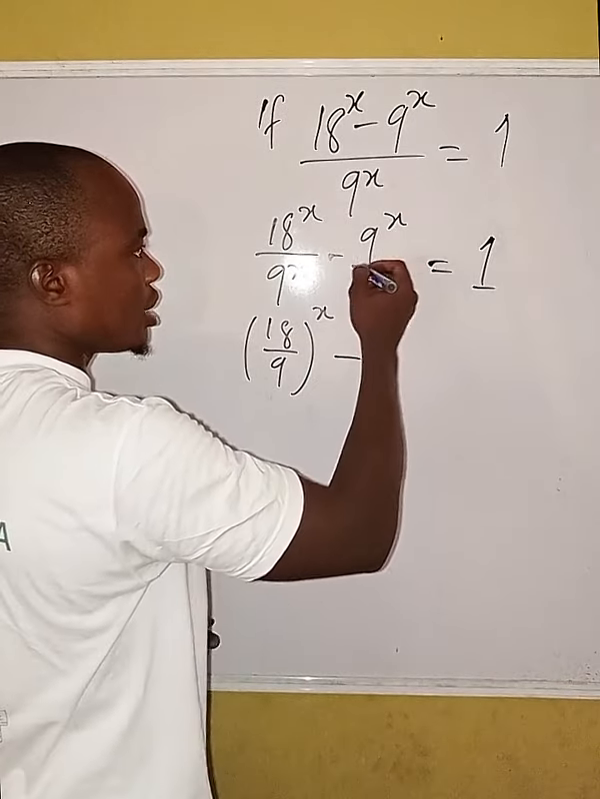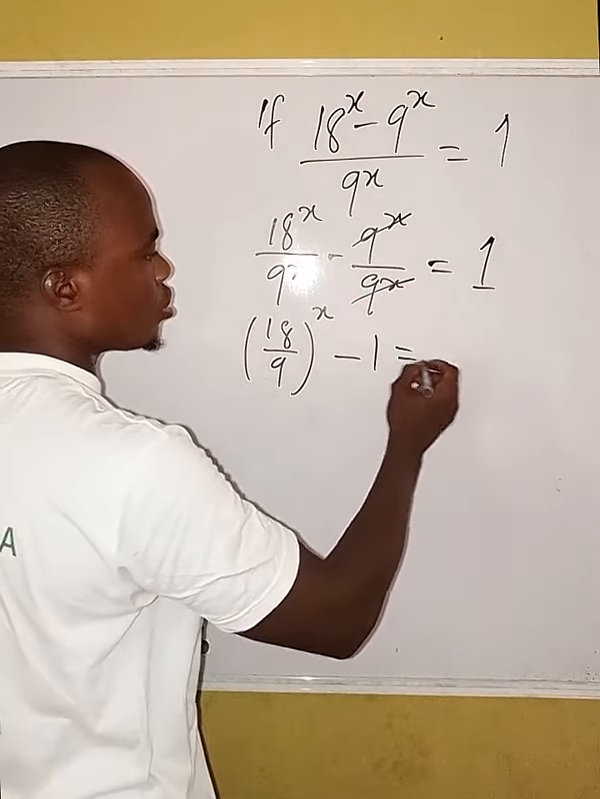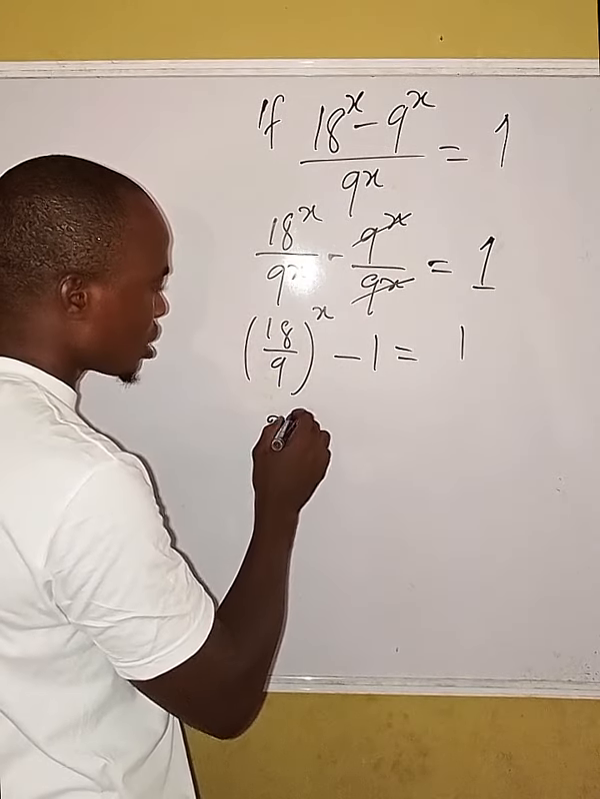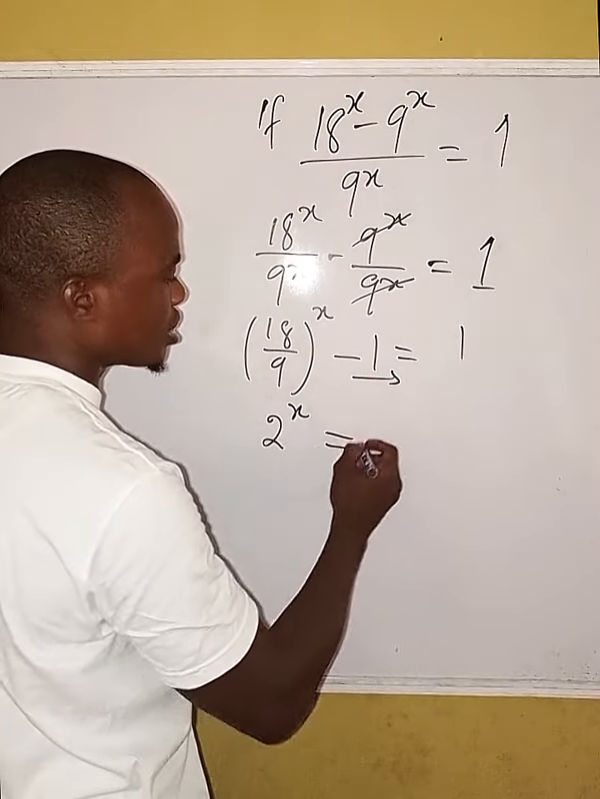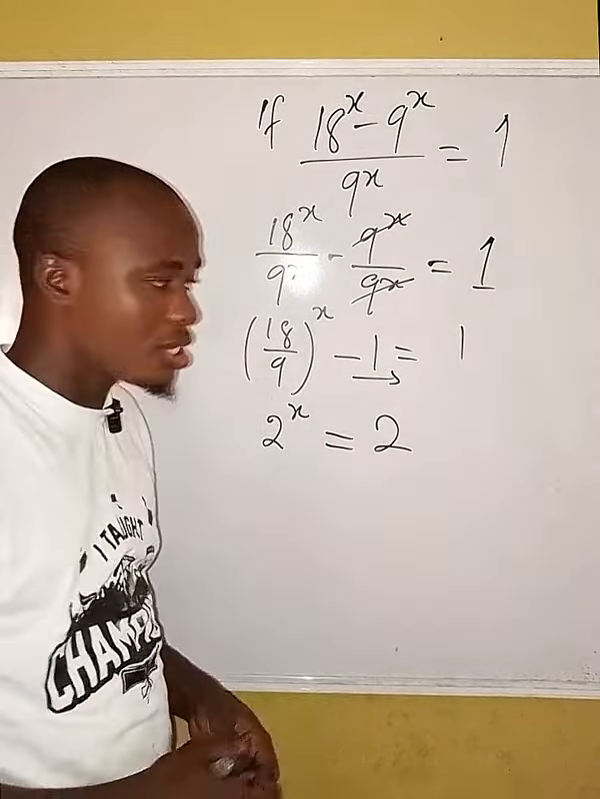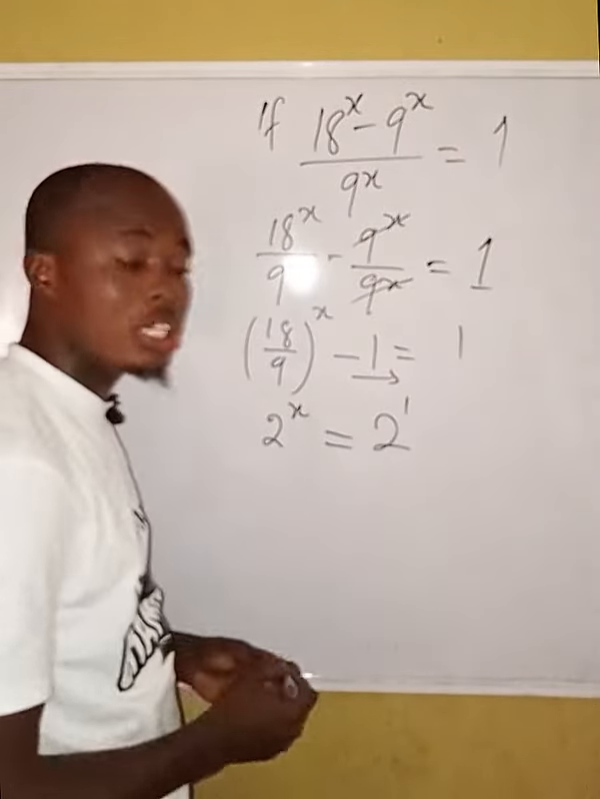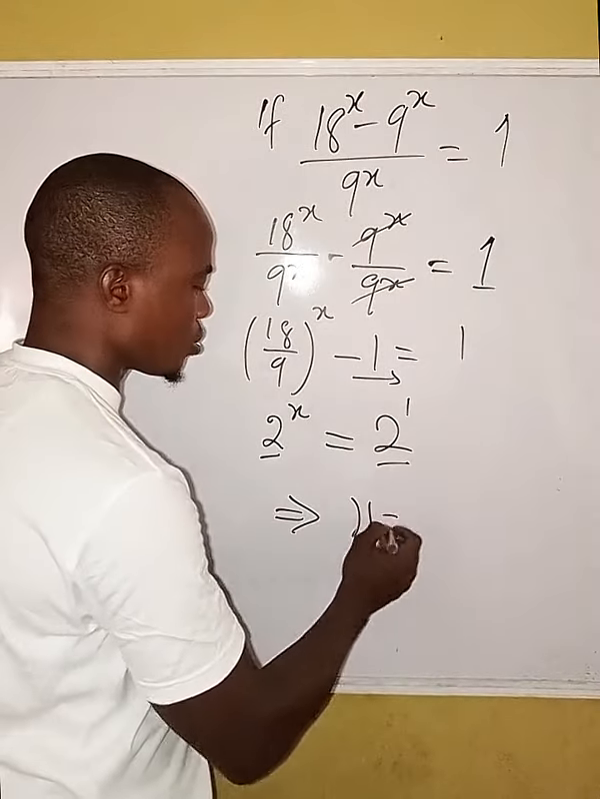Then here 9^x, we cancel this, we are going to have 1 equals 1 here. So now 18 divided by 9 will give me 2, then to the power of x. So this will be transposed to the right hand side. I'm going to be having 2, right, if this go to this side. So now ordinarily 2 is having power 1. The bases are the same, so this implies that x equals 1.